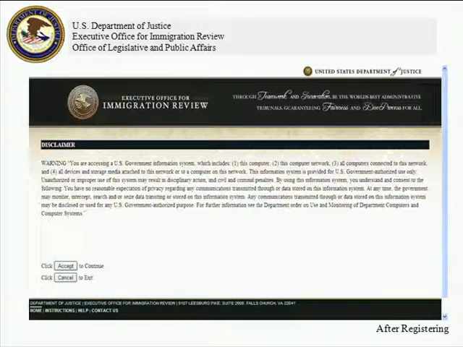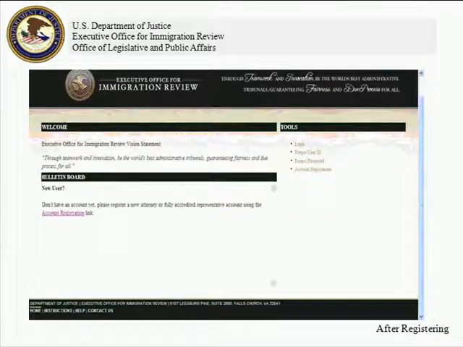This is what you will see when you are registered. When you're ready to get into the system, you've completed steps 1 and 2. This is the screen you will see. You accept that you know that you're entering into a government information system and all of the requirements that come with that. And then this is your main screen.